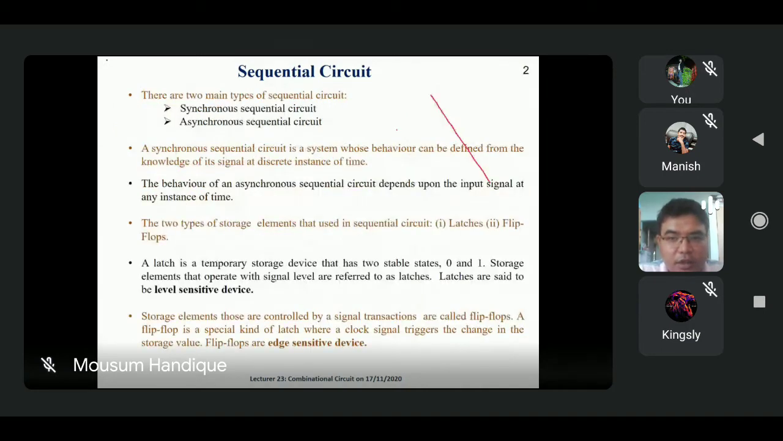Now see here, when we are talking about the sequential circuit, there are two types of sequential circuit. One is called a synchronous sequential circuit, and another one is called an asynchronous sequential circuit.